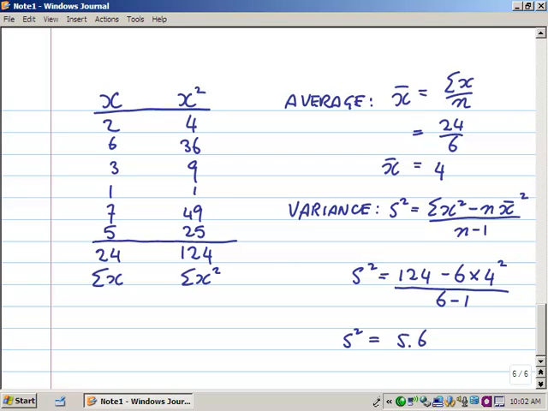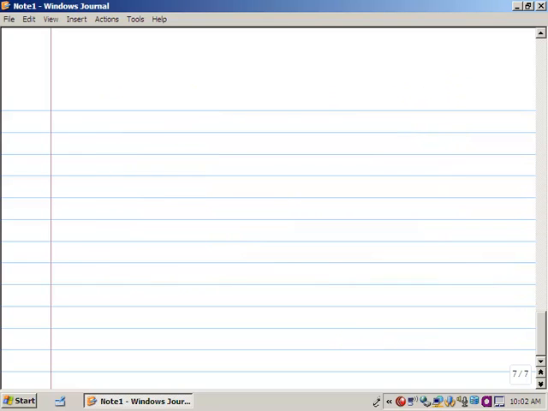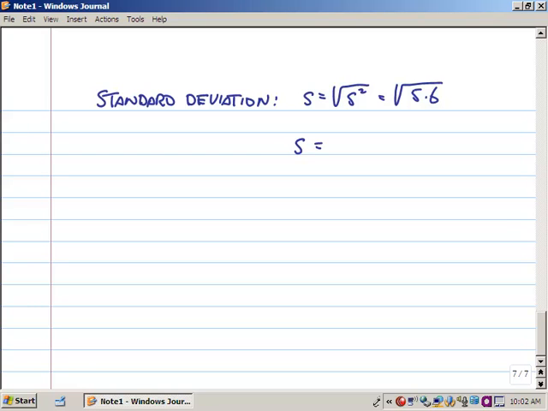So if you want to be precise about this, to 4 significant places it's 5.600, but of course the trailing zeros are not important, except to tell us that it is accurate to that many places. Alright, and then the standard deviation, S, the square root of the variance. Square root of 5.6, and that makes S equal to 2.366 to 4 significant places.